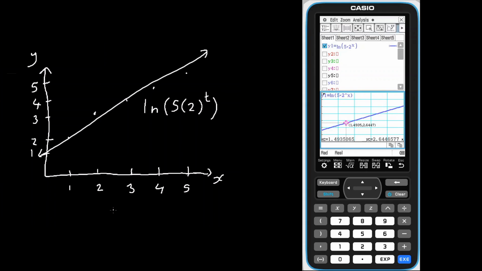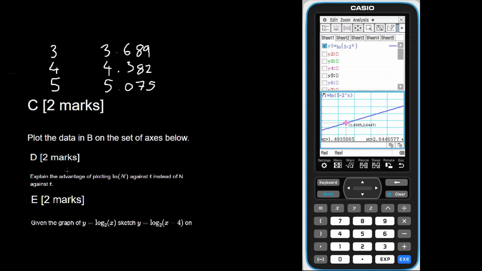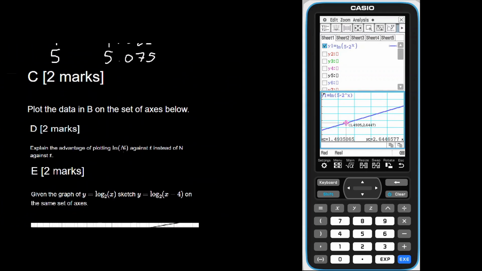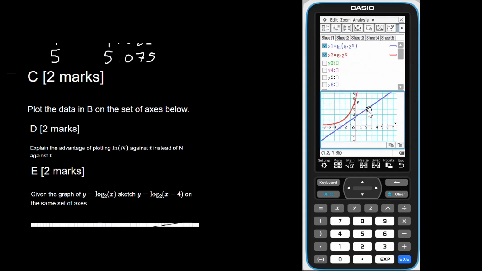So now the next part says, explain the advantage of plotting ln n against t instead of just n. And so what we see is, originally when we plot the other value here, let's say if I just plot 5 times 2 to the power of x, so I've got to tick it and then plot it. Oh, something weird's going to happen. Let's hit default to zoom out, and something strange. Do you see how it's really hard to see what's going on?